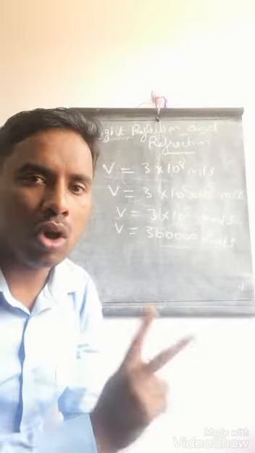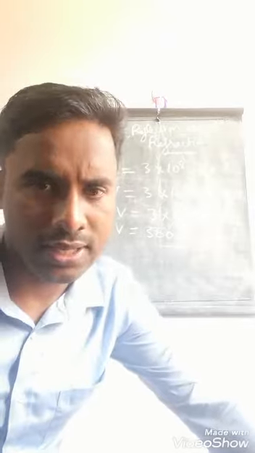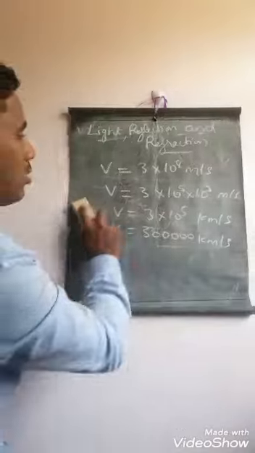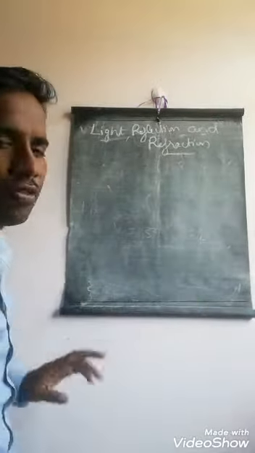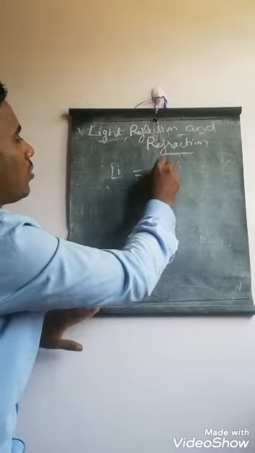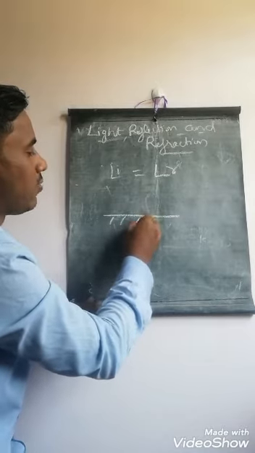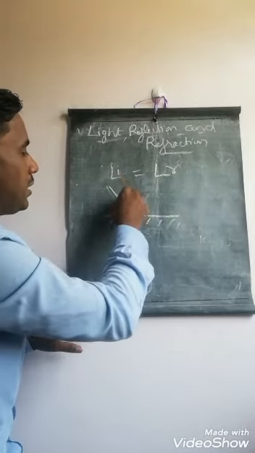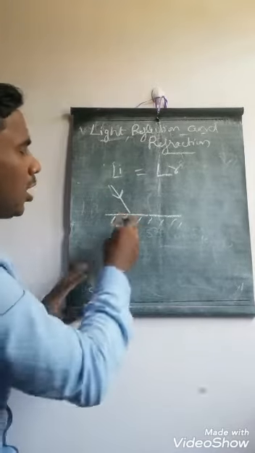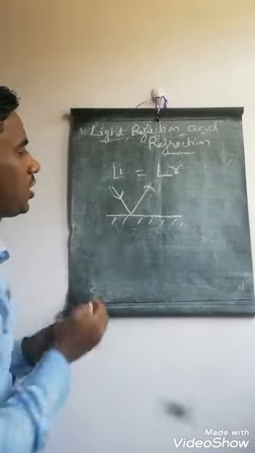There are two laws of reflection of light. The first law of reflection of light says that angle of incidence is equal to angle of reflection. So let me consider this is a reflecting surface. So let this be an incident ray. So this is the incident ray, and let the light reflect in this direction. So this is the reflected ray.